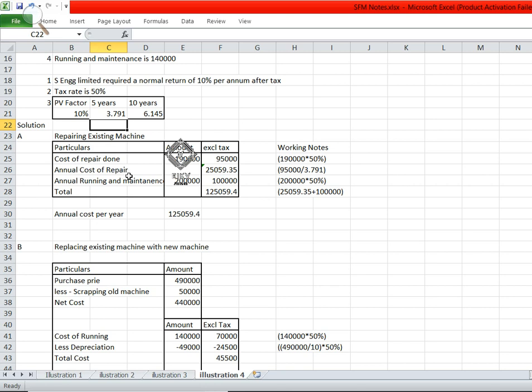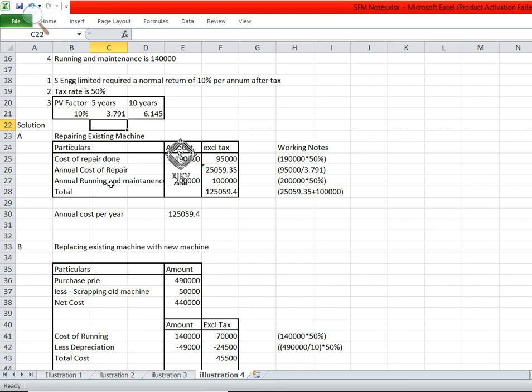Okay, so after computing the repairing cost, we need to split the repairing cost as annual cost. For computing the annual cost, the computation is 95,000 divided by 3.791, which is given in the question as the 5 years PV factor, right? Okay, so when we divide 95,000 by 3.791, we will get an annual cost of 25,059.